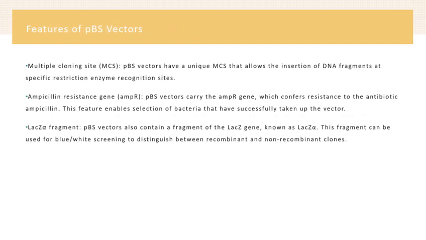Features of PBS vectors. Multiple cloning site, MCS. PBS vectors have a unique MCS that allows the insertion of DNA fragments at specific restriction enzyme recognition sites. Ampicillin resistance gene, AMPR. PBS vectors carry the AMPR gene, which confers resistance to the antibiotic ampicillin. This feature enables selection of bacteria that have successfully taken up the vector.